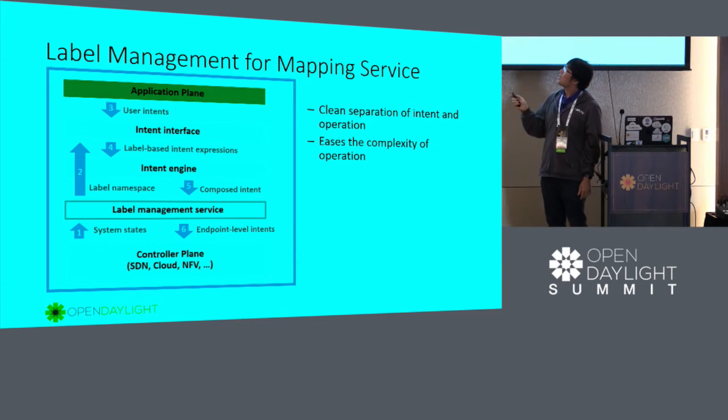Based on this label hierarchy tree, any intent engine can use it for creating intents and composing intents by resolving possible conflicts. Finally, it can deploy this composed intent through the label management service, and then it can apply all detailed endpoints by tracing from the infrastructures.